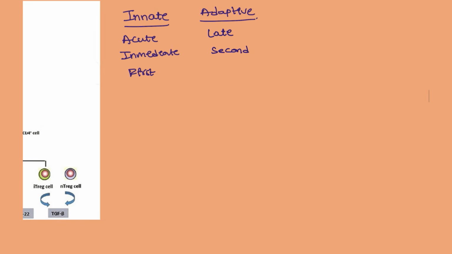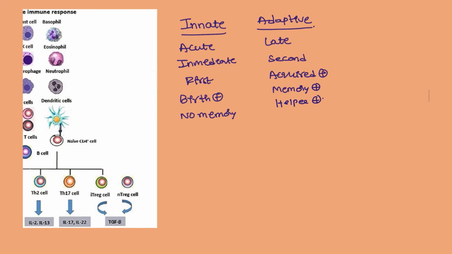So how will innate and adaptive types be working? Innate immunity is most commonly what we already have from birth. But the important thing is there is no memory, so no memory cells, so it cannot work for a long time. But adaptive immunity is acquired. This is acquired while we are being exposed. And next there are memory cells and also helper cells. All these cells will be present in the adaptive type.